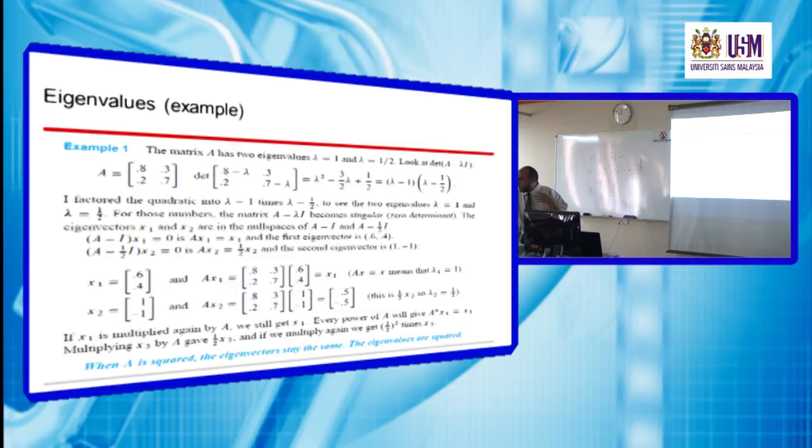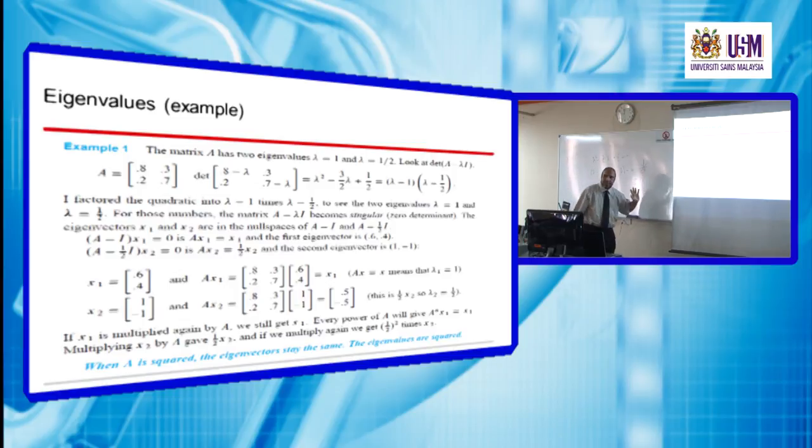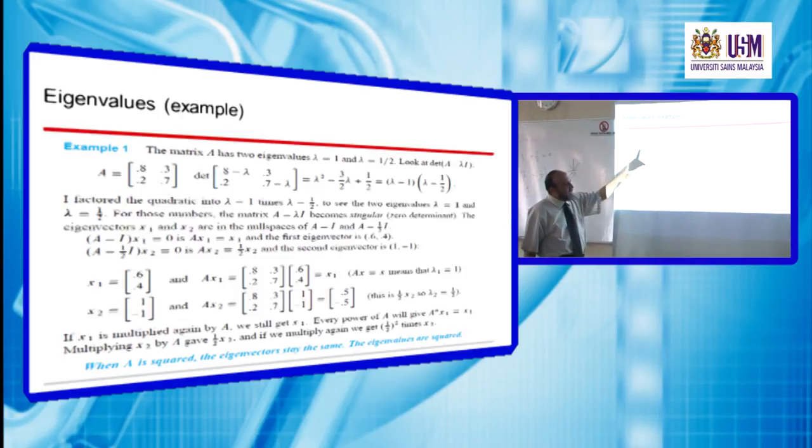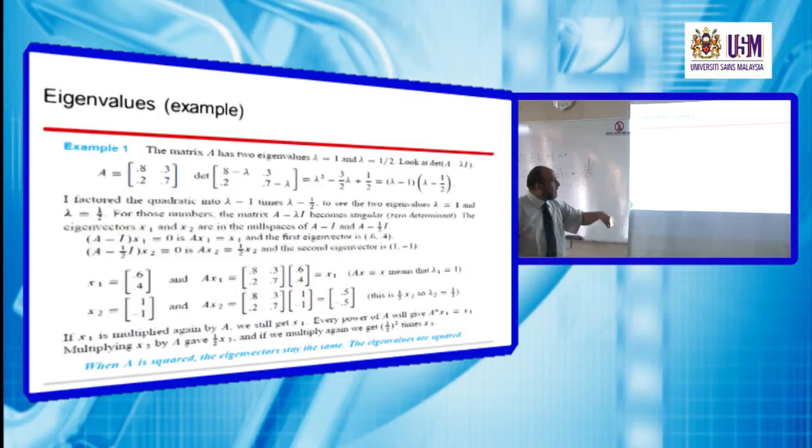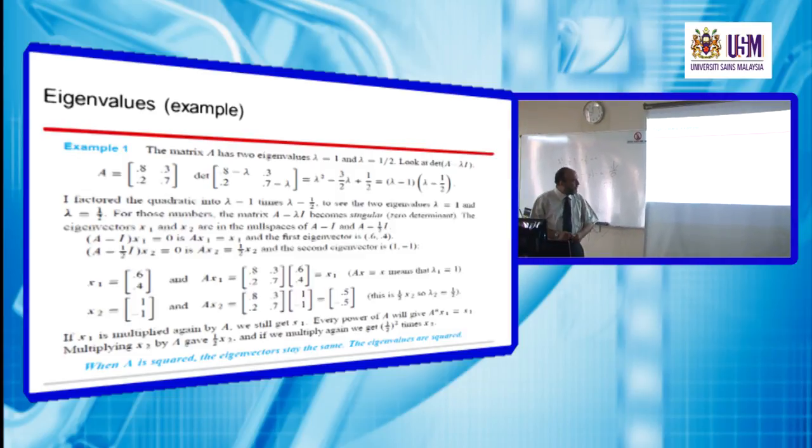We have no method at this stage to get the inverse of a matrix, since the determinant equals zero. So we call it singular. It becomes singular because it has zero determinant. The eigenvectors can be deduced through this relation, and from this relation we get two eigenvectors. The first one is 0.6 and 0.4, and the second one is 1 and minus 1.